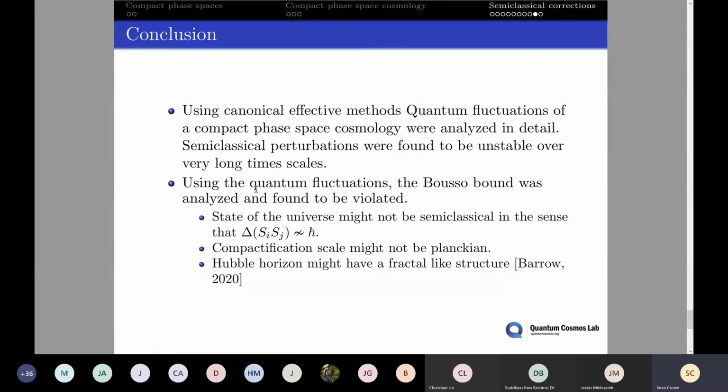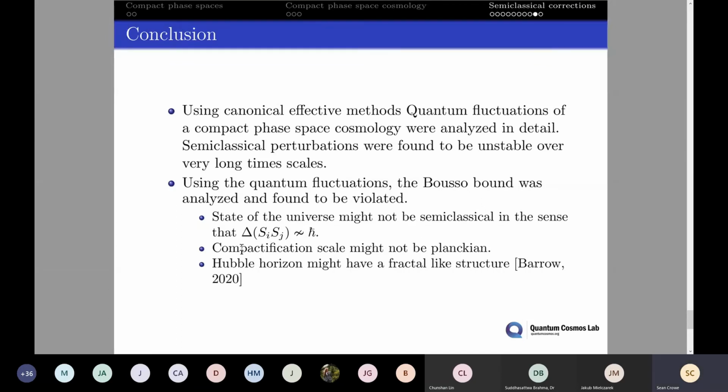And furthermore, we were kind of at a loss here because it showed that this Bousso bound wasn't satisfied for our considerations. So we have to resolve that, and a couple of ways we can do that are the following. We might consider that the state of the universe might not be semiclassical in the sense that the moments of the spins aren't proportional to h bar. That's one thing we can do, but then we have to abandon this notion of semiclassicality.